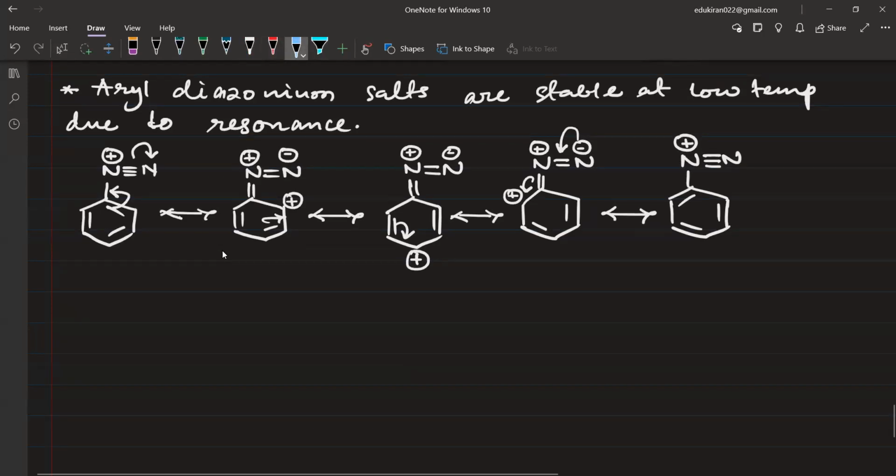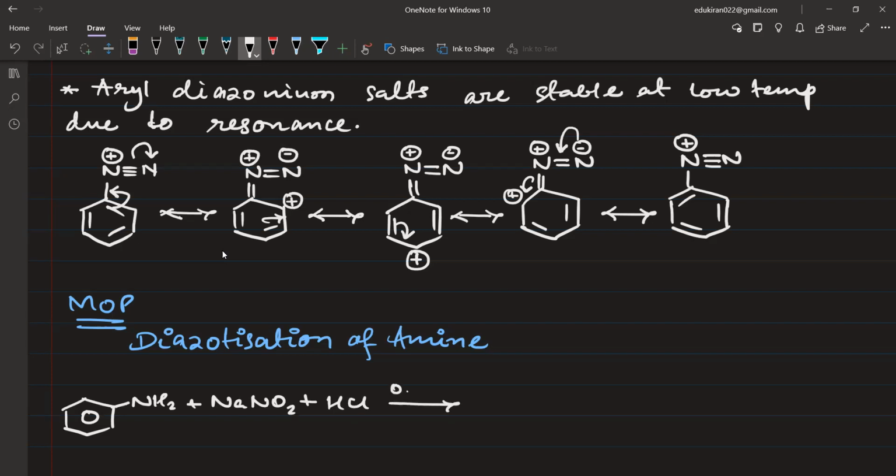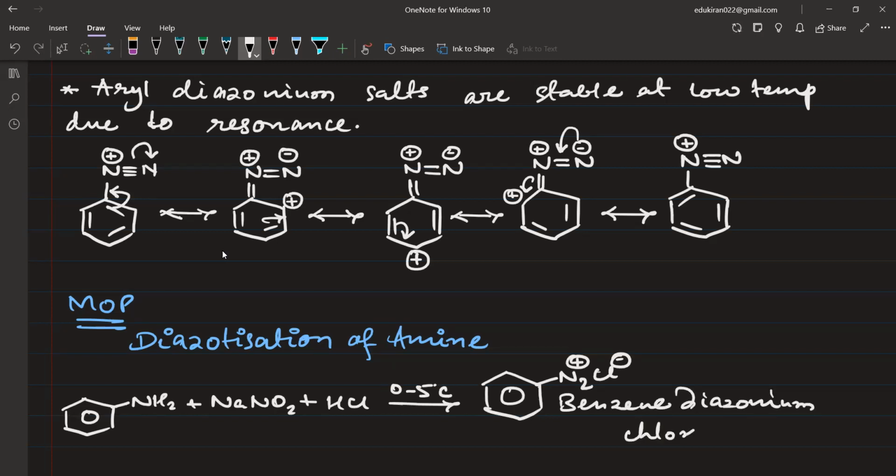Right. Next, the method of preparation. There is only one method of preparation: diazotization of amine. The reaction you had with ONO, it is the same thing. You have NH2 plus NaNO2 plus HCl at 0 to 5 degrees Celsius. N2 plus Cl negative. Benzene diazonium chloride. BDC.